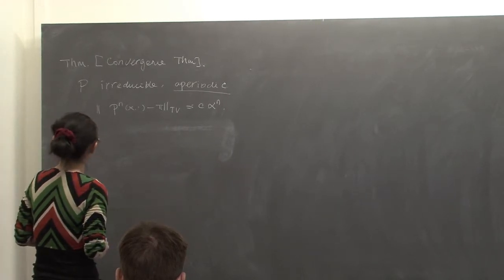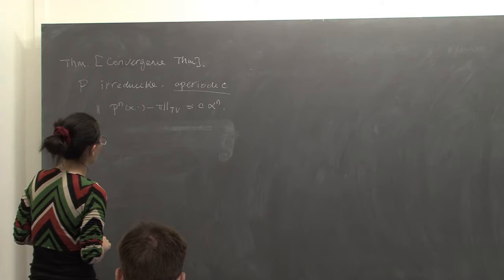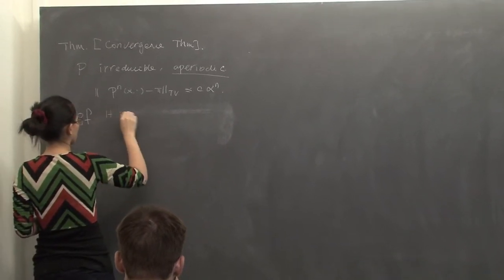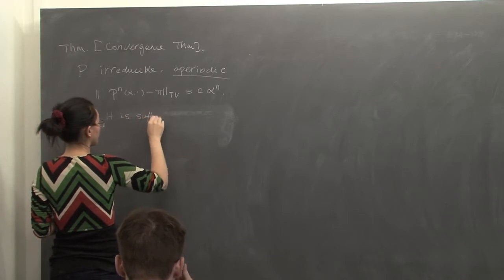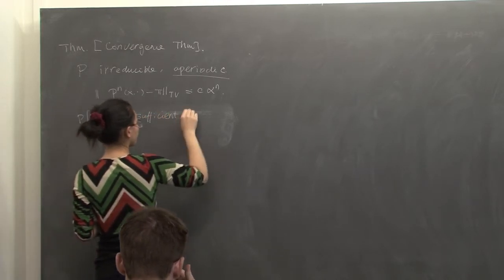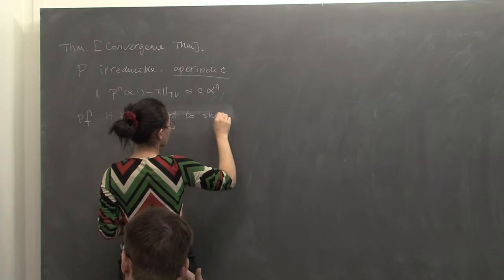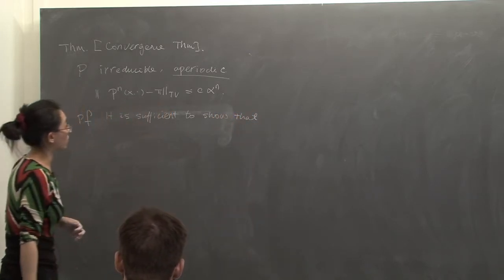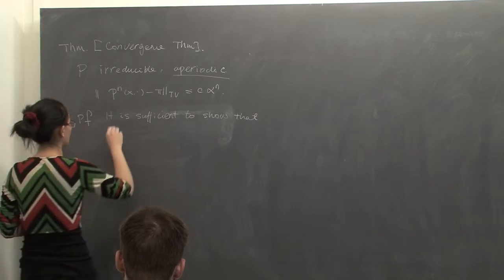We want to show that the total variation distance decays exponentially fast. It is sufficient to show that the distance between two matrices is very small.